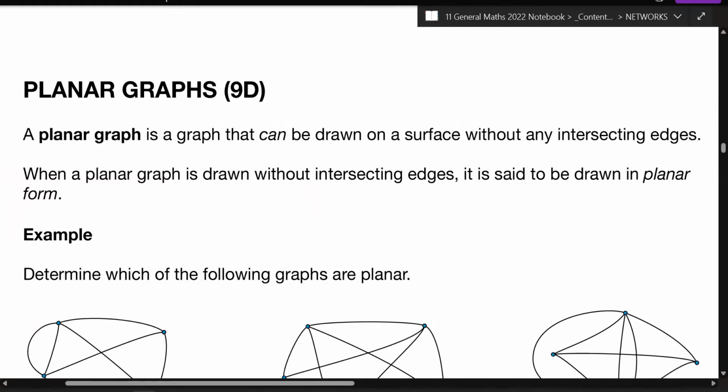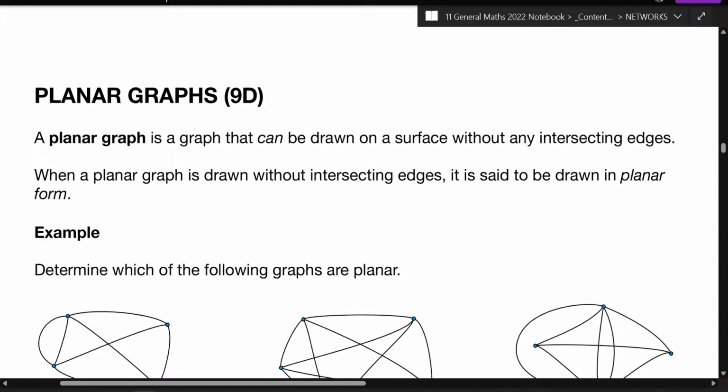So planar, chapter 9D. A planar graph is something that you've probably all seen in one way, shape, or form. Now, a planar graph, according to this, is a network graph that can be drawn on a surface without any, so this is the key part here, no intersecting edges.